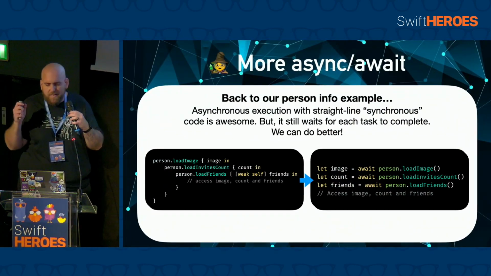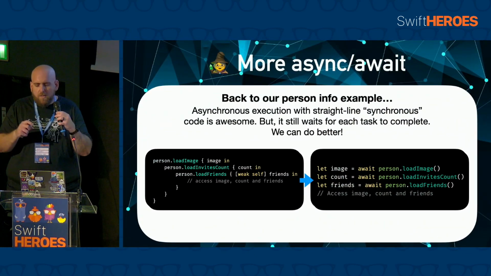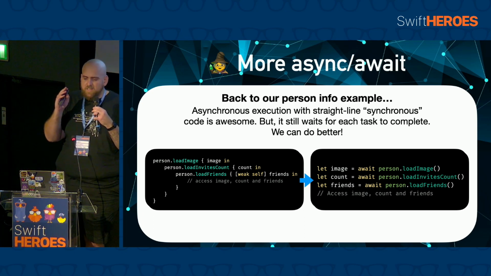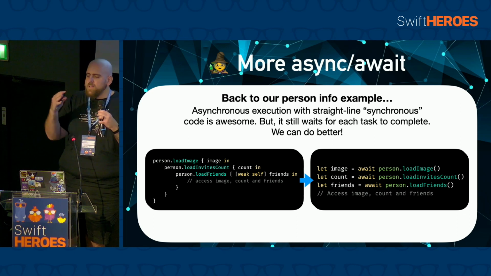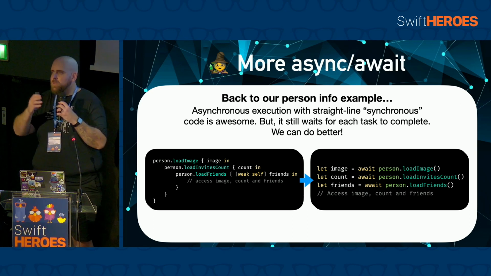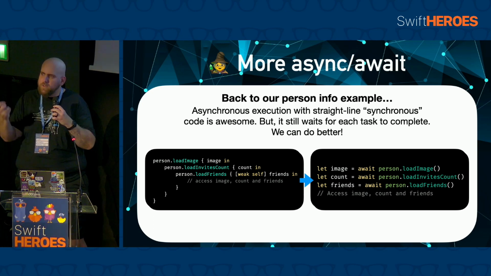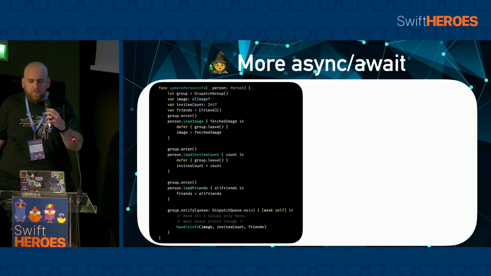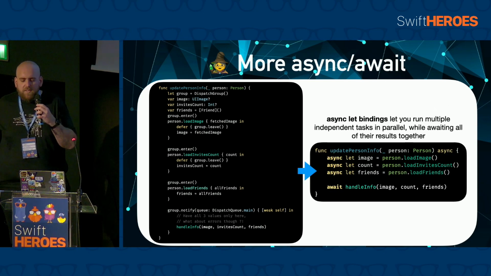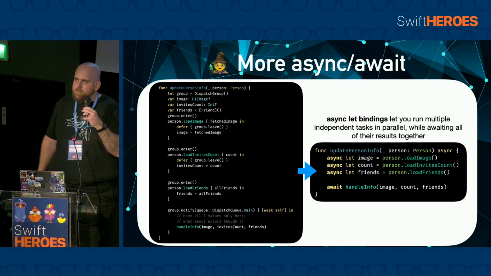So back to our person info example from before. We talked about asynchronous execution that is kind of straight line, which is really nice. But here we are still awaiting each resource separately. What if we want to parallelize? We want to run all of them together and wait for their accumulative result. So we saw this piece of code with a dispatch group earlier. And the way you solve this in async await is something called an async let binding.